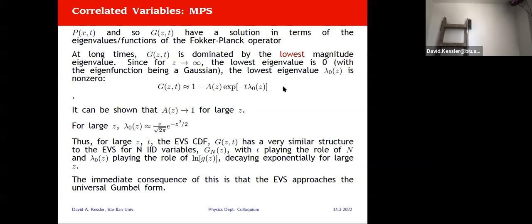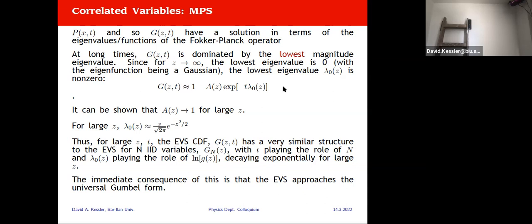And so also G have solutions in terms of the eigenvalues and the eigenfunctions. The way you can solve a Fokker-Planck equation is the same way we solve time-dependent Schrodinger equations. You break it up into time and space, and you get eigenfunctions and eigenvalues, e to the minus lambda t times the eigenfunction. In long times, G, and therefore P, is dominated by the lowest magnitude eigenvalue. There's one zero eigenvalue, which is the equilibrium state, and all the other eigenvalues are negative. The long time behavior of how you approach equilibrium is determined by the smallest negative eigenvalue, the one with the smallest magnitude.